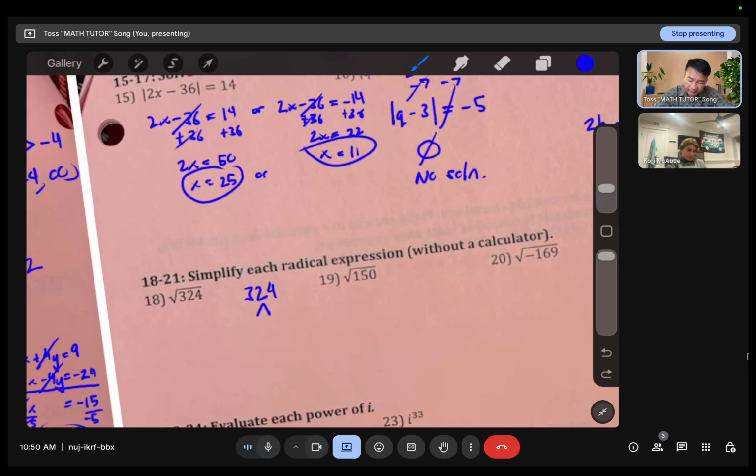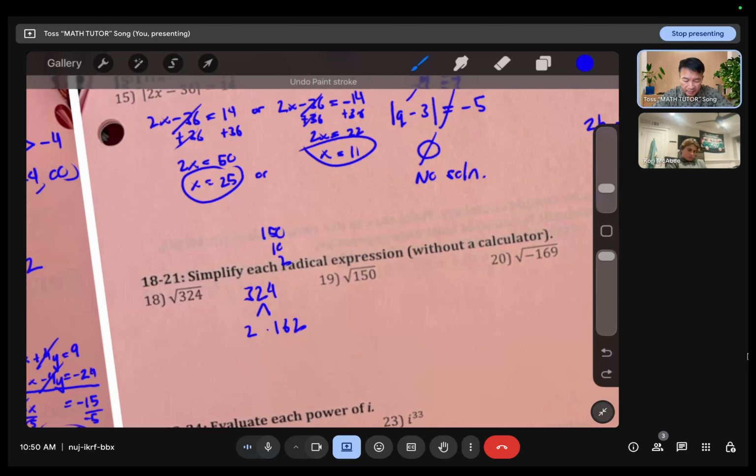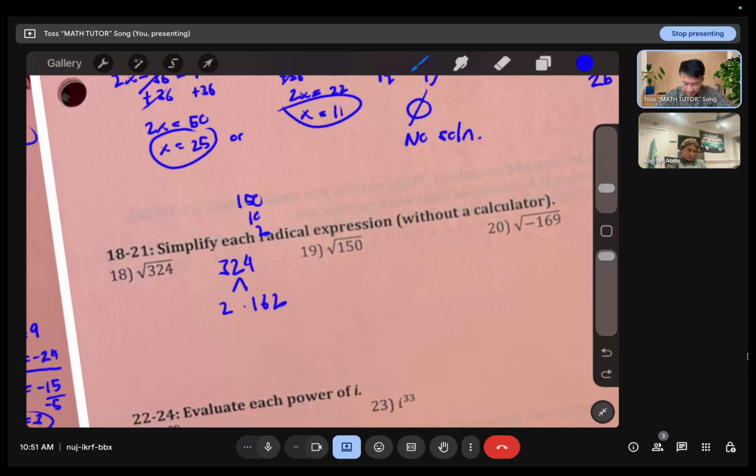So let's half that. Half of 300 is 150. Half of 20 is 10. Half of 4 is 2. So half of 324 is 162. So I'll do 2 times 162. Sometimes you get a perfect square number out of it right away, but not yet in this case. Double check.